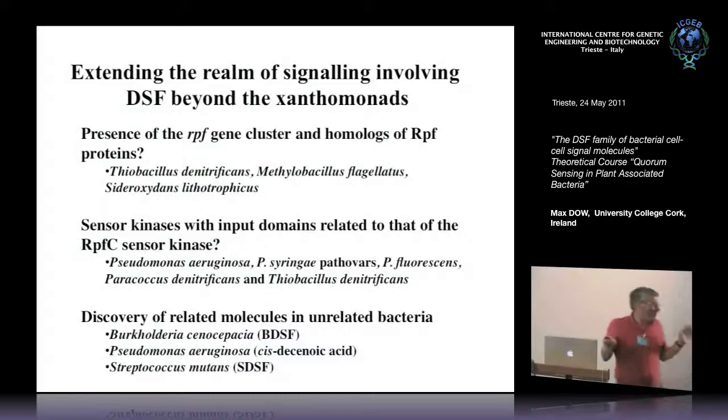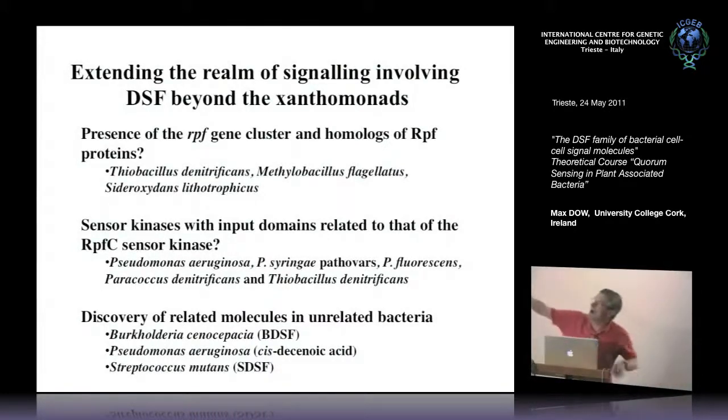First of all, the first thing we did, as I said, and basically, I'm sorry, I got carried away. Based on this genomic information, we looked for the RPF gene cluster in other organisms that were unrelated to Xanthomonas species. And bizarrely, we actually found the full RPF F, G and C in the same orientations with respect to each other in Fibrobacillus stenotrophicans, Methylobacillus flagellatus, and Sideroxydans lithotrophicus.